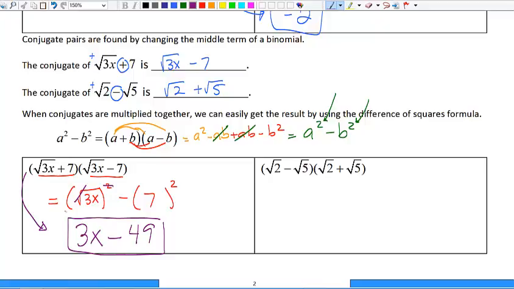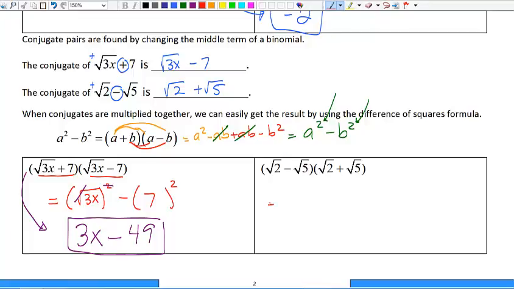And I didn't really have to do all that foiling. It's a whole lot faster if you use the difference of squares formula. But if you want to do it the way we've been doing it on the previous two examples, by distributing it, it will still work. You're still going to get the same answer.